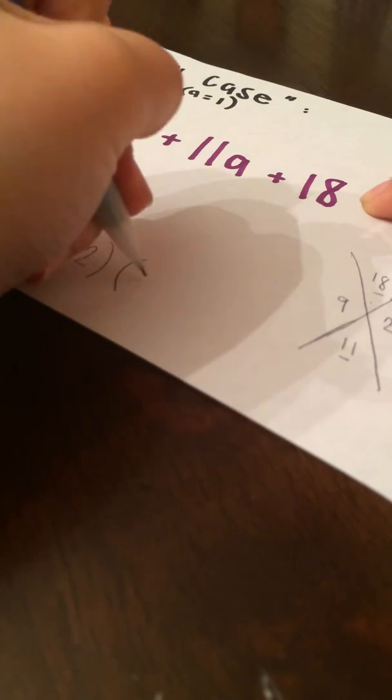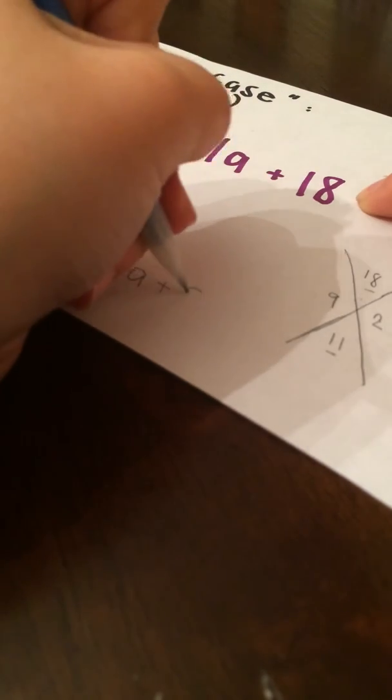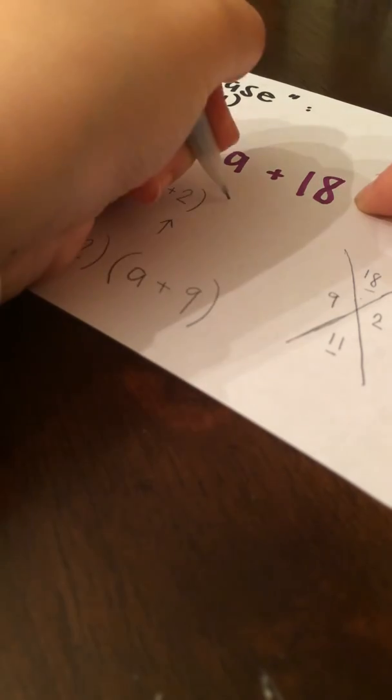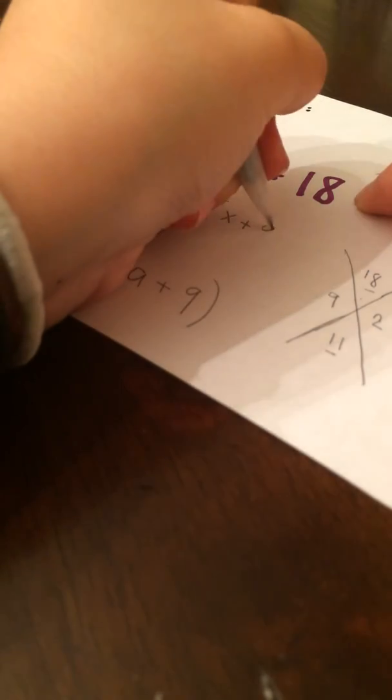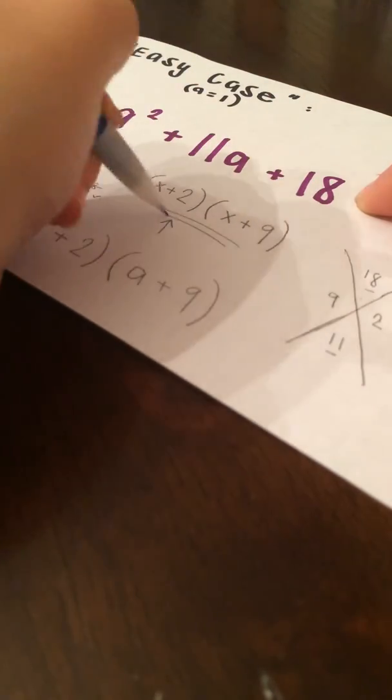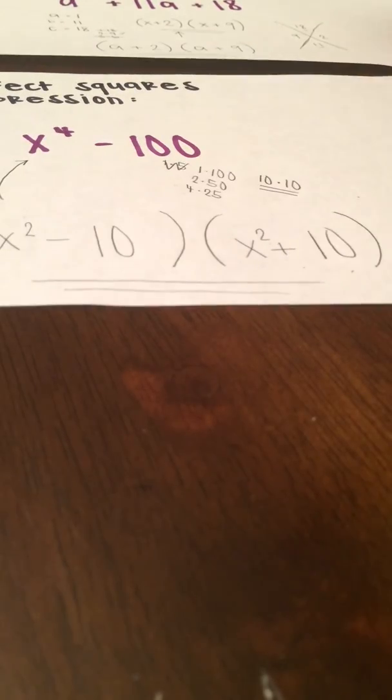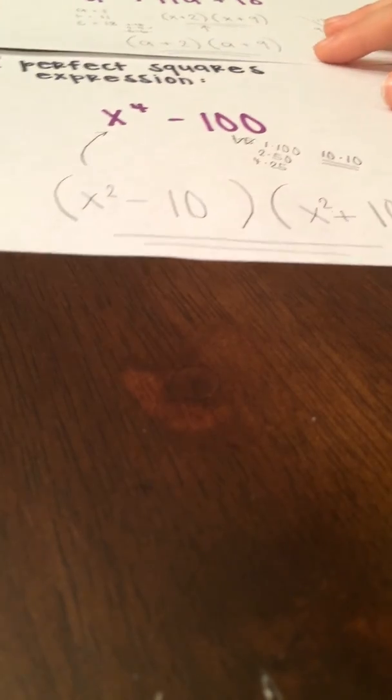Now to write this out, I'm going to use my parentheses, and I'm going to use a plus 2 times a plus 9. Or I could write it x plus 2 times x plus 9. And that would be my answer. So these are the answers to all three.